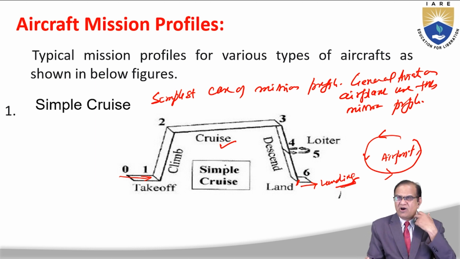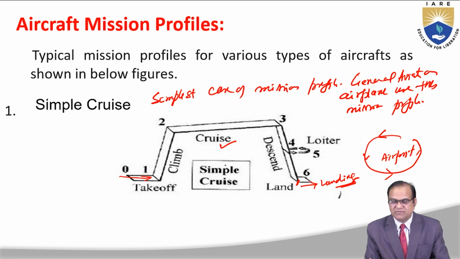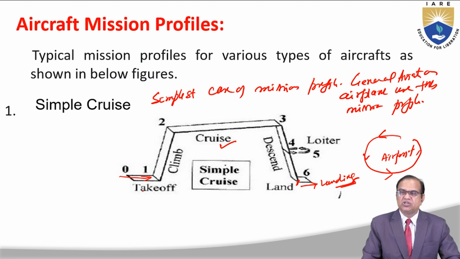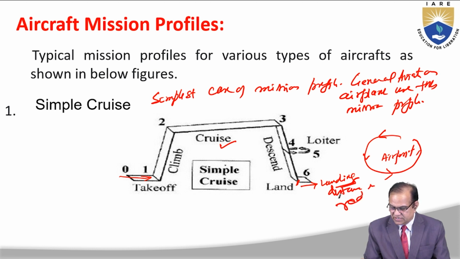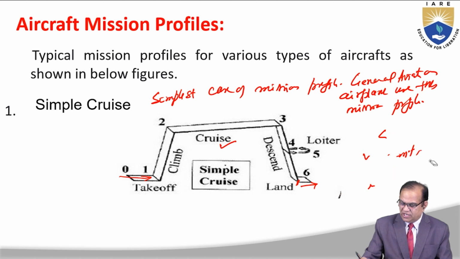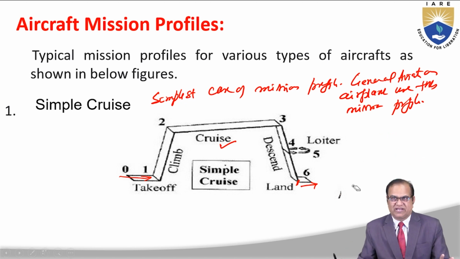So it is a small aircraft. The landing distance is very small, and the takeoff is also comparable. You can see the distance. Takeoff distance is more than the landing because the weight of the aircraft is reduced now. The fuel is consumed, so the weight is reduced. So your landing distance is reduced. As per your requirement, you can see how these things work.